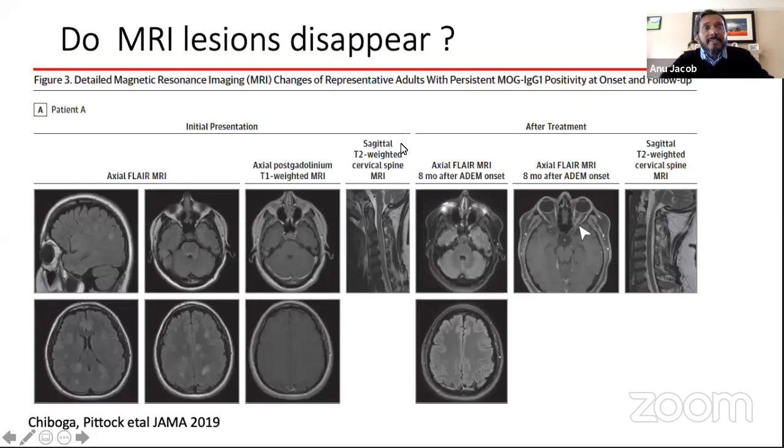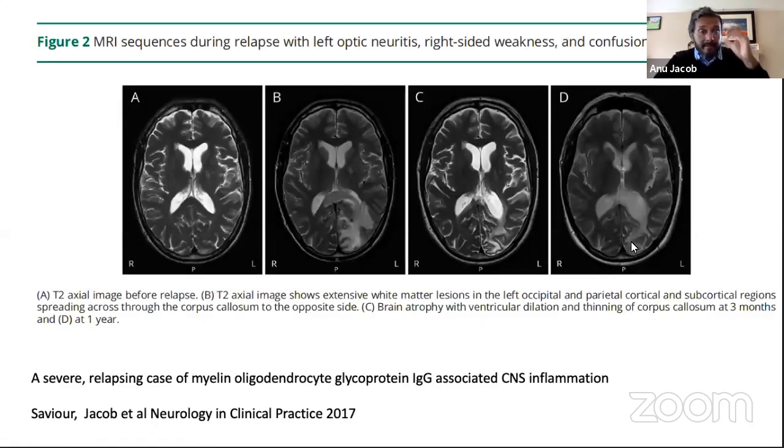So what happens to these MRI lesions with time? This is some work from Mayo again. These are the acute changes. You can see several fluffy lesions as we saw before in the acute stage. And after treatment, on follow-up, the majority of these have disappeared. And this is our experience too. But not always. This is something we published a while ago.